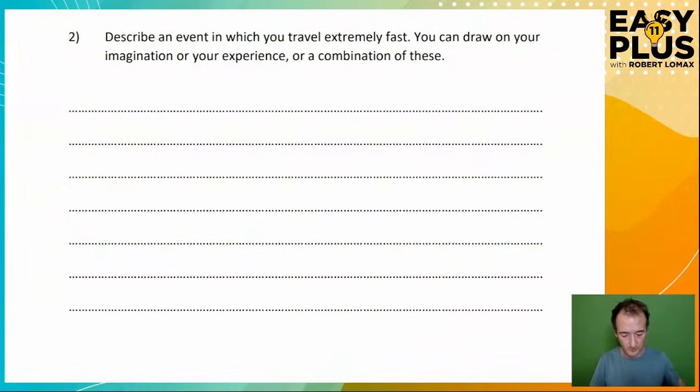Okay, so option 2 here is to be turning over papers. I've got some notes on what I might put down for my ideas, but I've actually changed quite a lot of my initial ideas as I've been doing this video, and I've thought of different things. Right, describe an event in which you travel extremely fast. You can draw on your imagination or your experience or a combination of these. So that's just a way of saying that you can write about your own life, something that happened to you, or you can just make up a story. It doesn't really matter. You just have to do a good bit of writing that responds to the title.